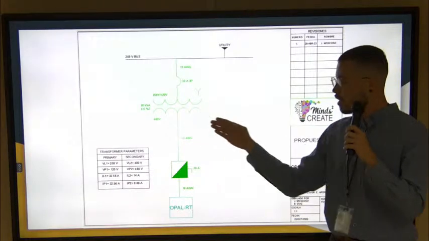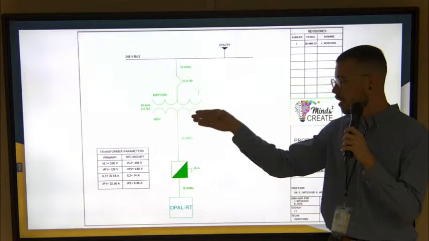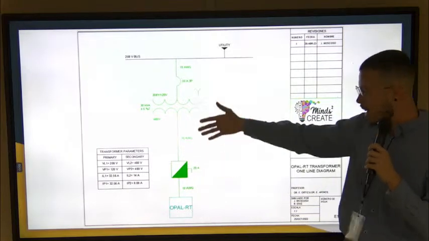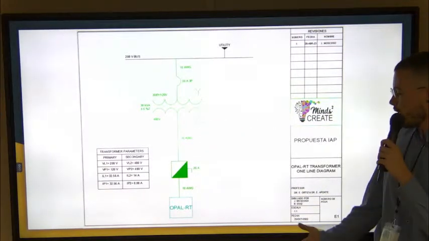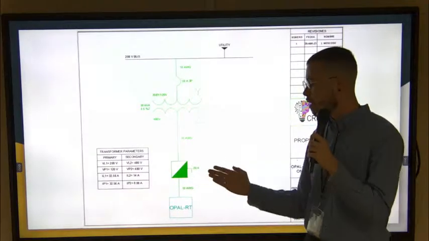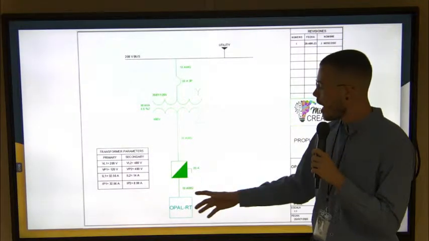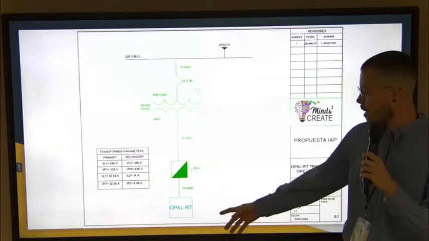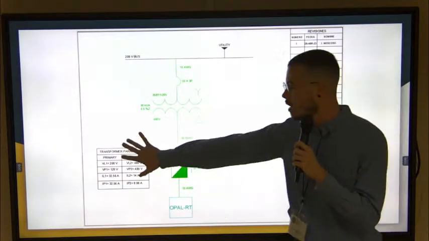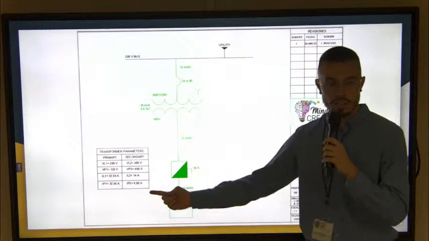On the delta side, we'd have no neutral. We have here a 10 gauge wire with a fuse disconnect box. This is the icon for that, and this is another 10 gauge wire going to the OPAL RT. These are the transformer parameter calculations that we presented earlier.